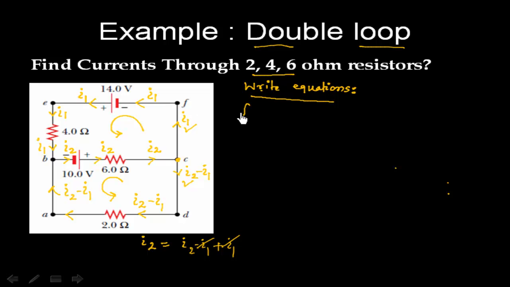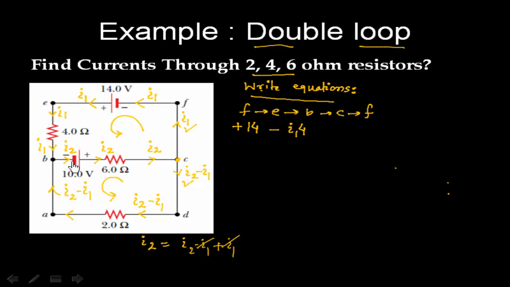If I travel from F to E, E to B, B to C and finally to F, the change in voltage should be 0. Now I am going from F to E, so we are crossing this battery. The final is positive, initial is negative, so there is a gain in potential, that is the change in potential is positive, so 14 volt. Now I am going in the direction of current, so there is a loss in potential, that is I1 times 4, 4 times I1, that is Ohm's law.